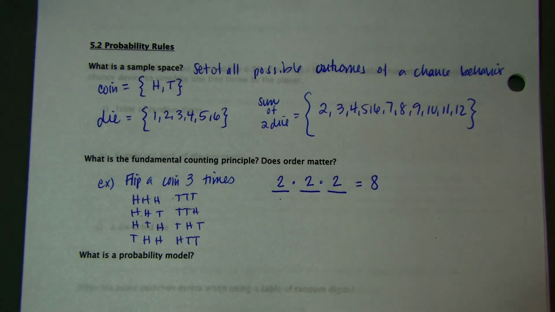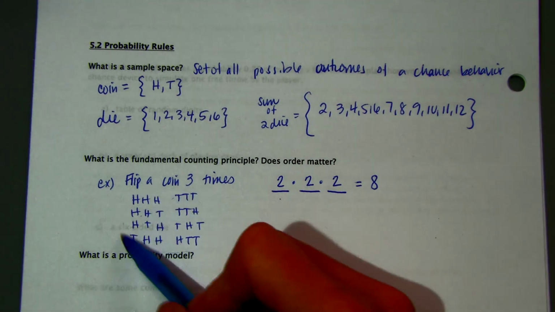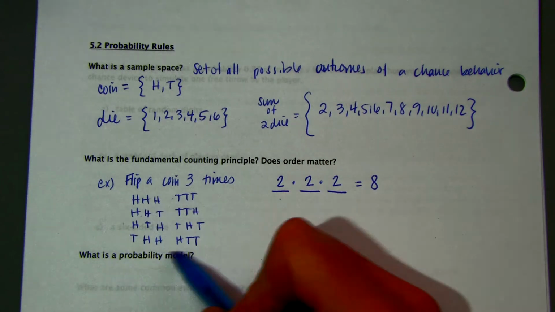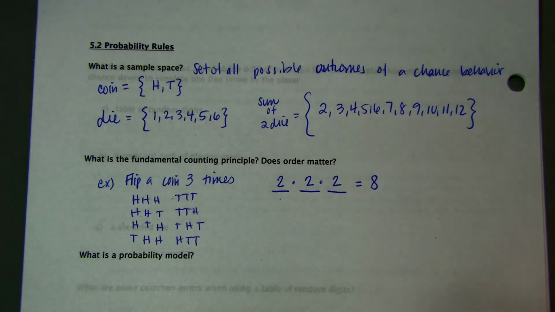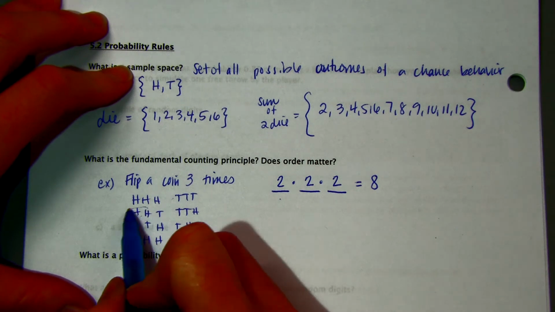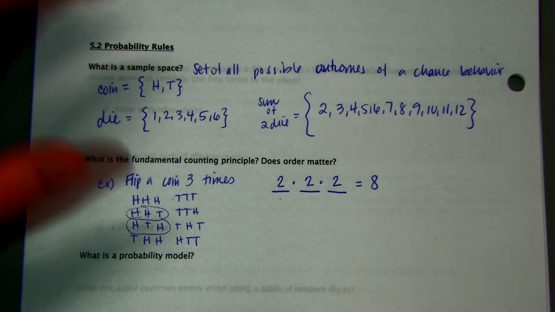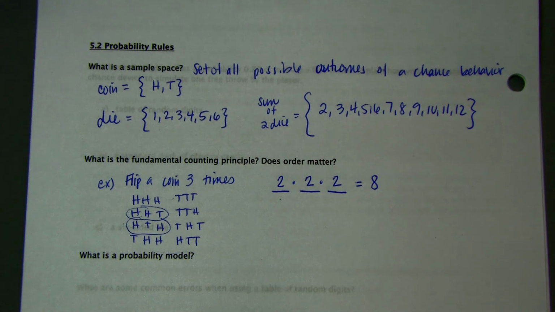So does order matter? The answer is yes, because if I want to count all of the things that are in the sample space, then I do want to consider that, for example, heads, heads, tails is different from heads, tails, heads. Now their probabilities aren't going to be different, but their order is going to be different.